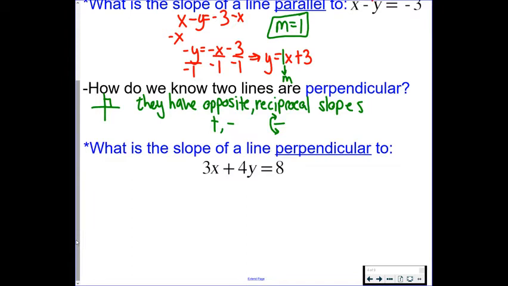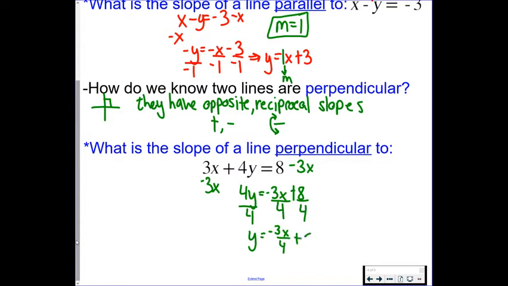And again, we do that by solving for y. Minus 3x, minus 3x. 4y equals -3x plus 8. And divide by 4, so that I get the y all by itself. y equals -3/4 x plus 8 divided by 4 is 2. Okay, so now we can clearly see our slope right here is -3/4.